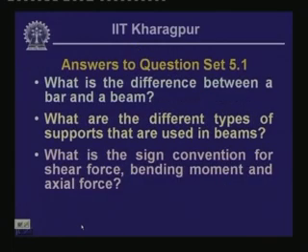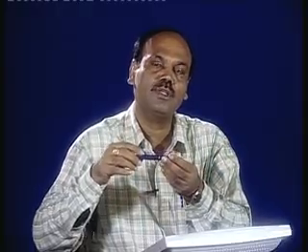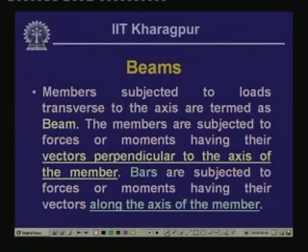Now, let us look into the answers to the questions which were posed last time. What is the difference between a bar and a beam? In the last lesson we discussed the concept of beam. As we said, when a member is subjected to loads in its transverse direction, which is perpendicular to the axis of the member, we designate those members as beams. Members subjected to forces or moments having their vectors perpendicular to the axis of the member are termed beams, and this is what is different from bars.